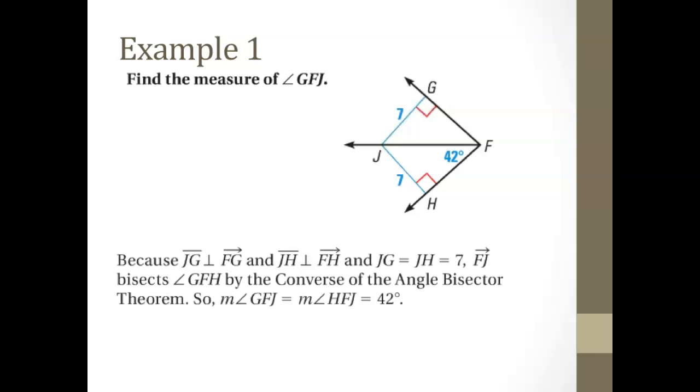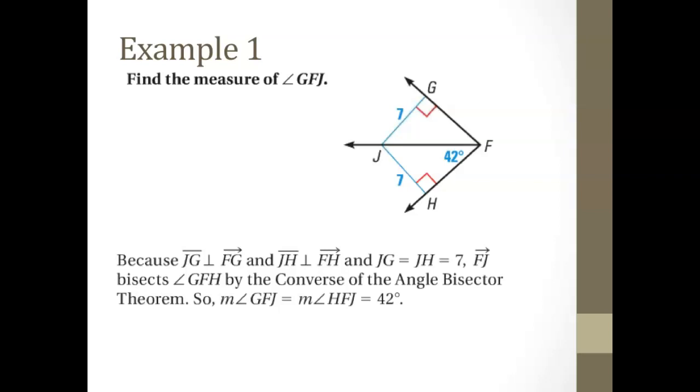So we use the converse of the angle bisector theorem here. We said, well, if we know that J is the same distance away from both sides of the angle, that must mean, therefore, that J is on the angle bisector. And if it's on the angle bisector, that tells you that angle GFJ must be equal to angle HFJ.